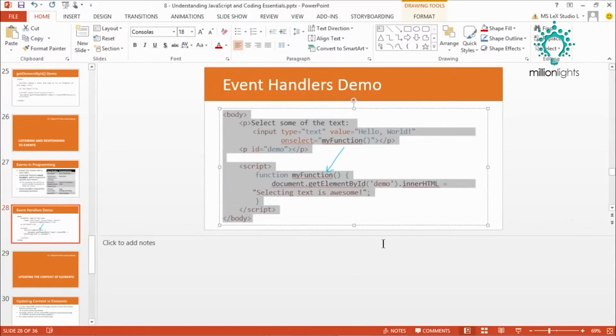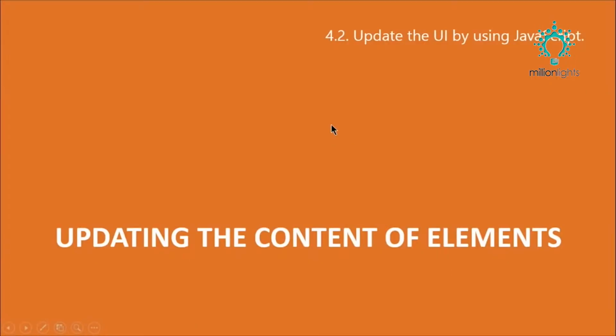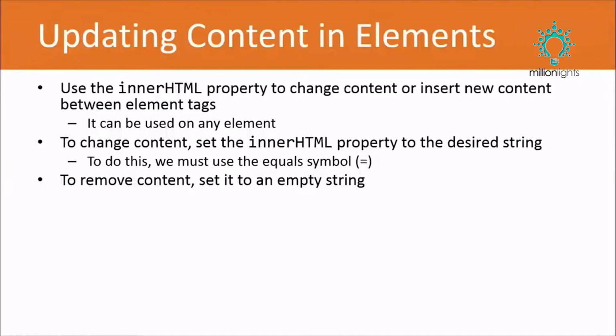All right, so we're going back to our presentation now, and we'll get started here with updating the content of elements. Right? So you've seen us add what seems like new elements to a page. Now we're going to actually change the content of the element, right? So we do this by using the innerHTML property, and that's basically what we've just been doing, right? It can be used on any element. We just set the innerHTML property to a desired string. So it could be whatever we want.